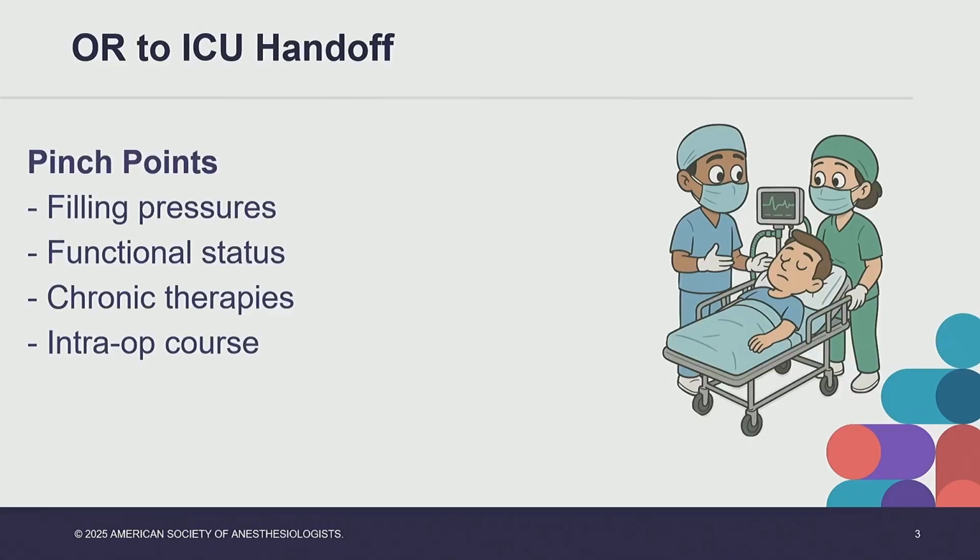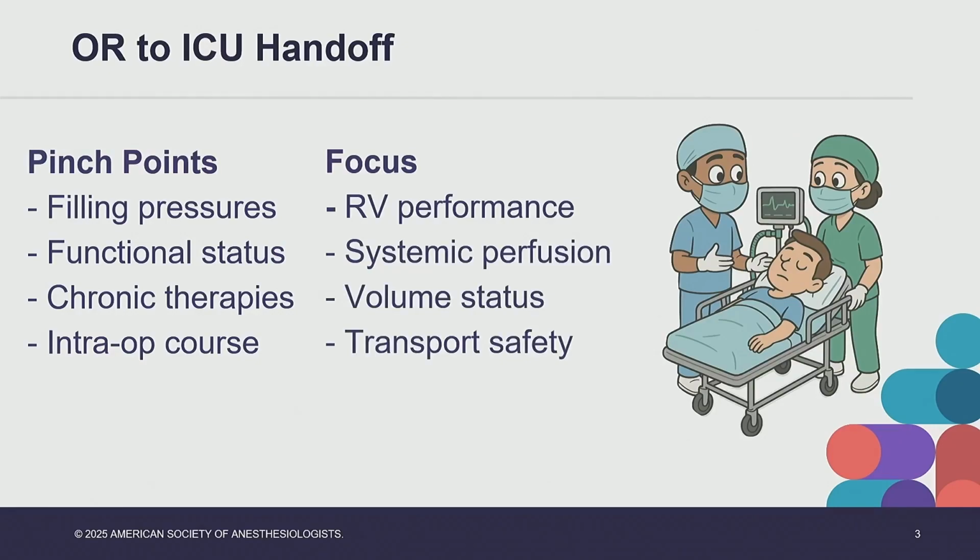So I want to know what the patient's filling pressures were on the pre-op right heart cath. Where did we start? What was the patient's baseline functional status? What chronic therapies are they on? And when was the last time they took their medications, to make sure they're on their schedule? I also want to know what the intra-op course was like. But above all, how is the RV doing on the intra-op TEE that we did just now? Because our success in the ICU depends almost entirely on how the right ventricle tolerates the first few hours of recovery. And we also focus on systemic perfusion, volume status, and the events during transport.